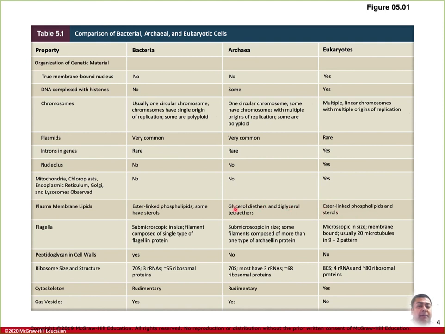That cholesterol is absent in archaea, but isoprene is not mentioned here. Remember that the archaea also have isoprene, which is a branched lipid that is present in archaea and absent in bacteria as well as eukaryotes.